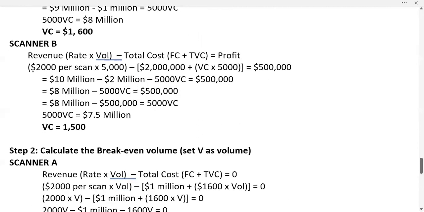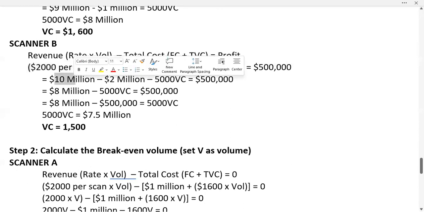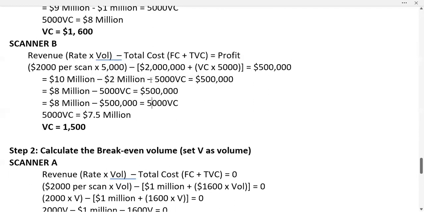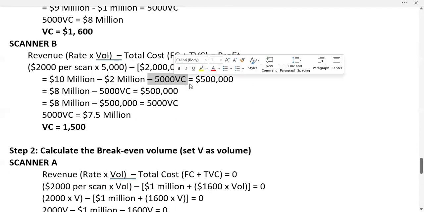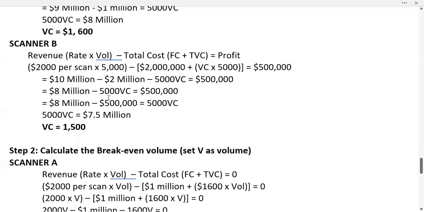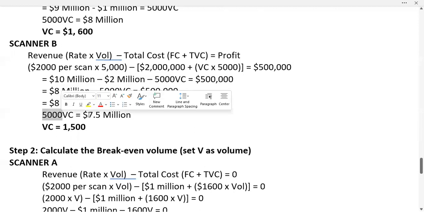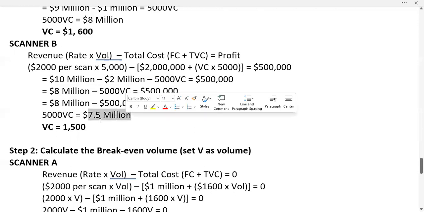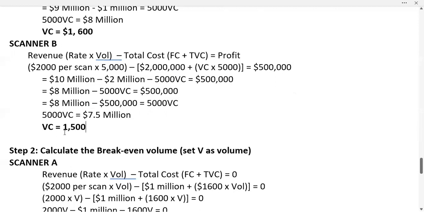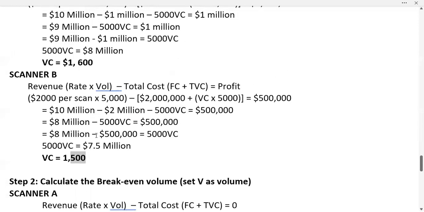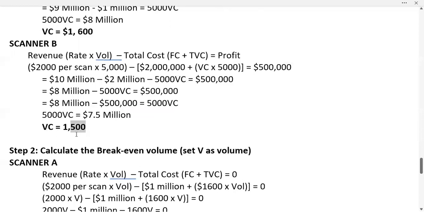Computing for this, 2,000 times 5,000 gives you $10 million, minus $2 million for the fixed cost, minus 5,000 VC equals $500,000. So 5,000 VC equals $7.5 million, and therefore the variable cost for scanner B is $1,500. So scanner B has a lower variable cost.